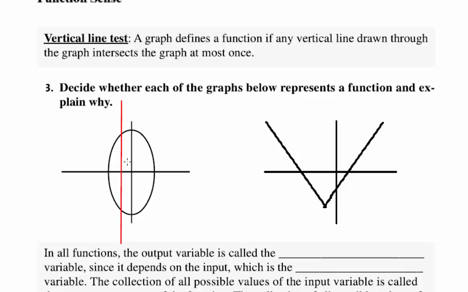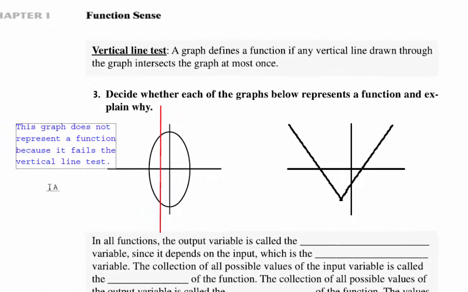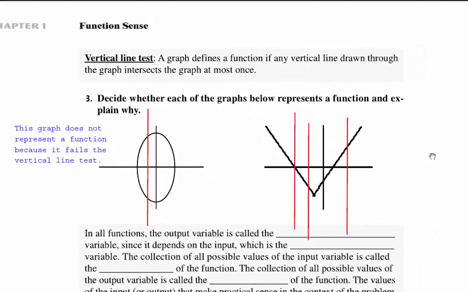So the first graph fails the vertical line test. So I'm going to say this graph is not a function because you can see this vertical line intersects the graph twice, once over here and once down here. So let's take a look at the second graph. It looks like when I draw a vertical line, it only intersects the graph one time. And I can draw multiple vertical lines, and at most, each line will only intersect the graph one time. So we can say this graph represents a function.